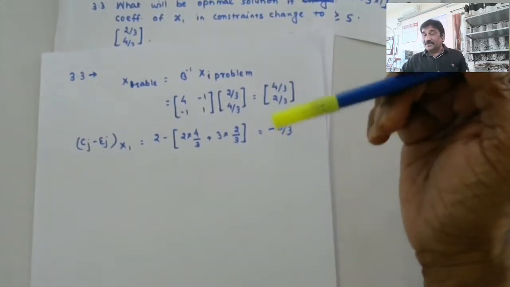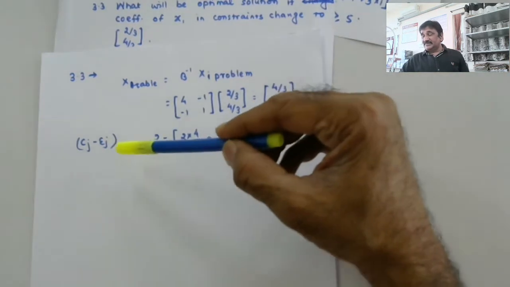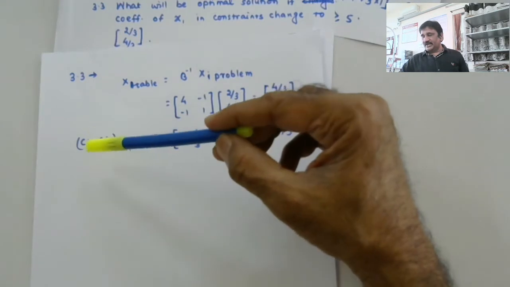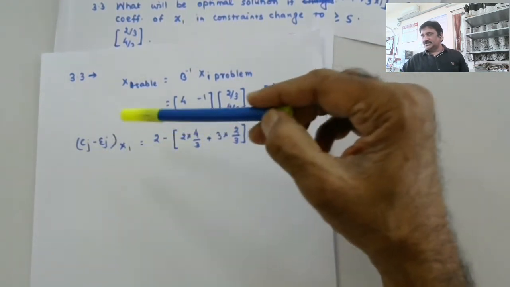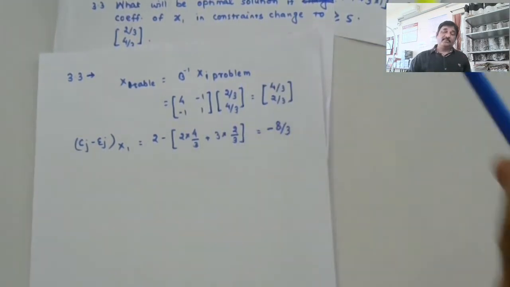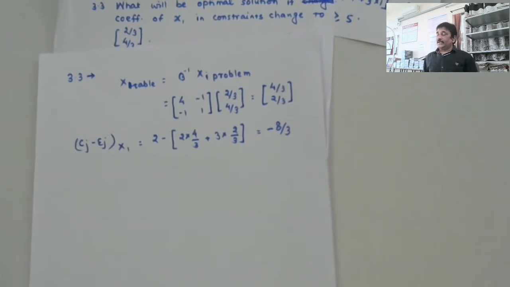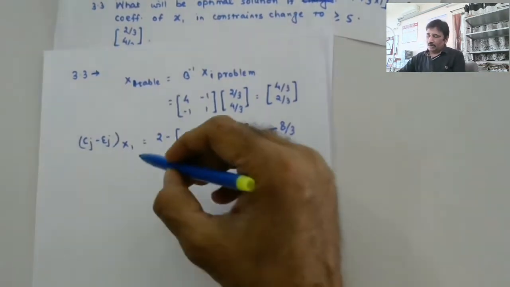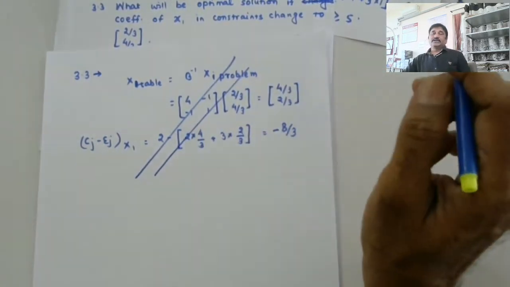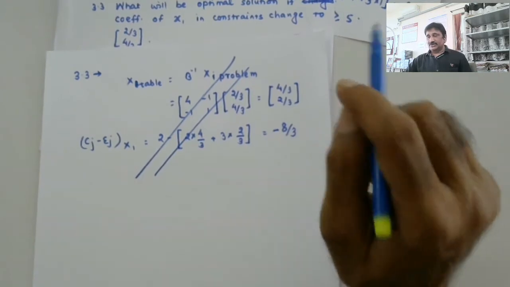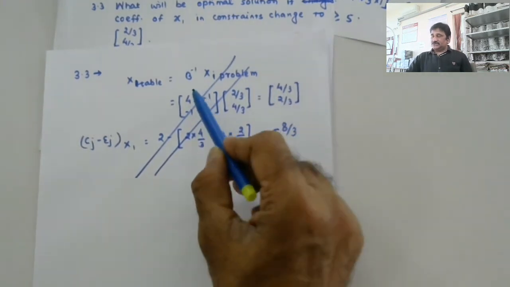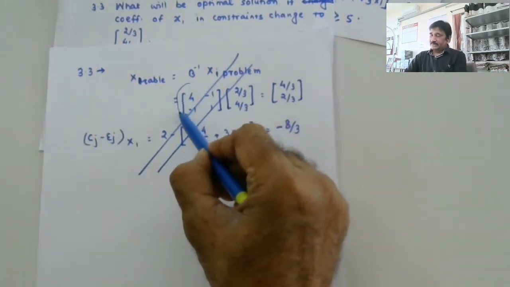And then I may proceed further in finding Cj minus Ej for x1, and I will be finding it as 2 minus, Cj for x1 is 2, minus 2 into 4 by 3 plus 3 into 2 by 3, and I get minus 8 by 3. Okay, but doing this way is wrong. You should not do the things pertaining to x1 like this. Now the question is why? Because this is a B inverse matrix.